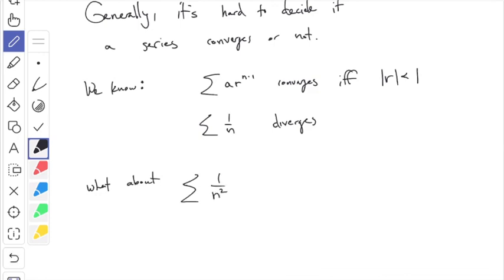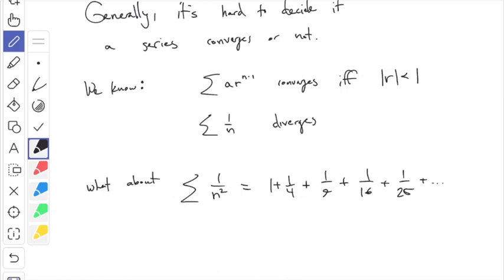Well, n squared, right? This is 1 plus 1/4 plus 1/9 plus 1/16. On the bottom, I'm writing the squares every time, all right? Does that one converge or not? Well, you can see the terms individually do get smaller and smaller, but that doesn't mean that it converges. Does it converge or not?